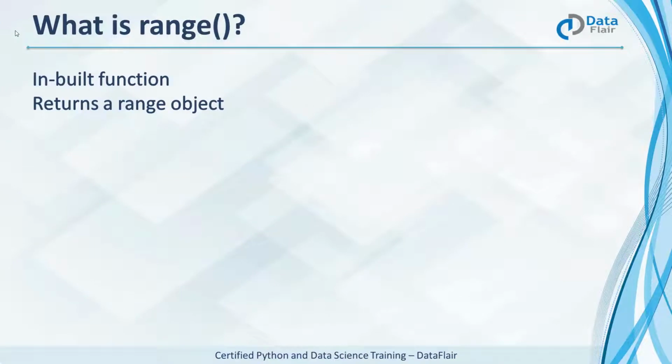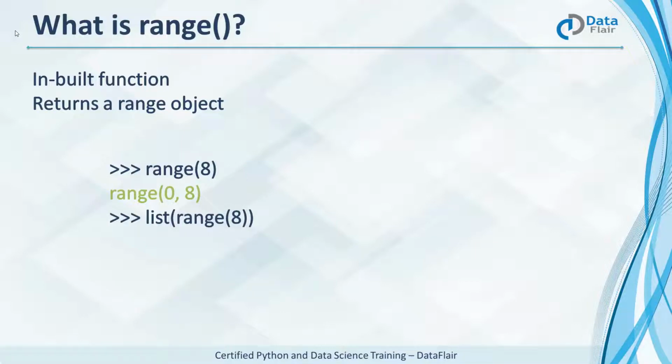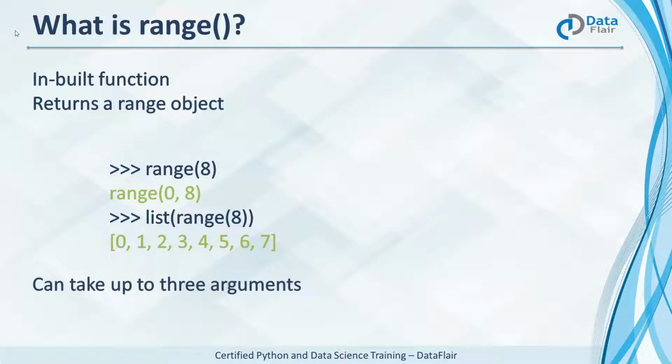In simple terms, range is an inbuilt function that returns a range object. Range of 8 gives us a range object from 0 to 8. Well, actually 0 to 8 minus 1. If we convert this into a list, we have in a list the integers 0 to 7. This was a simple example with one argument, but range can take up to 3 arguments.